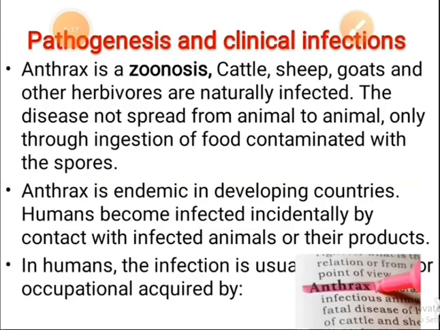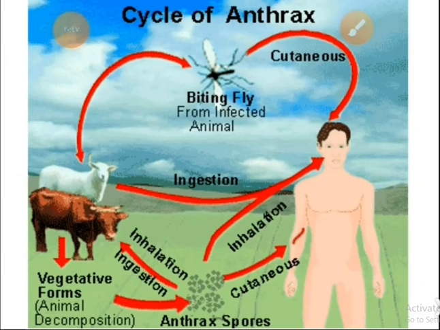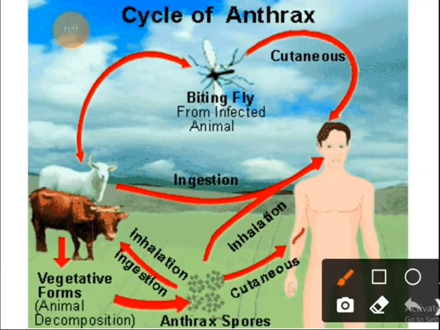Pathogenesis and clinical infections caused by anthrax. Anthrax is a zoonosis, which means originally it's a disease of animals, and humans are infected accidentally or in an occupational form. Cattle, sheep, goats, and other herbivores are naturally infected. The disease does not spread from animal to animal, only through ingestion by these animals of food containing the spores. After ingestion, they will get the infection.